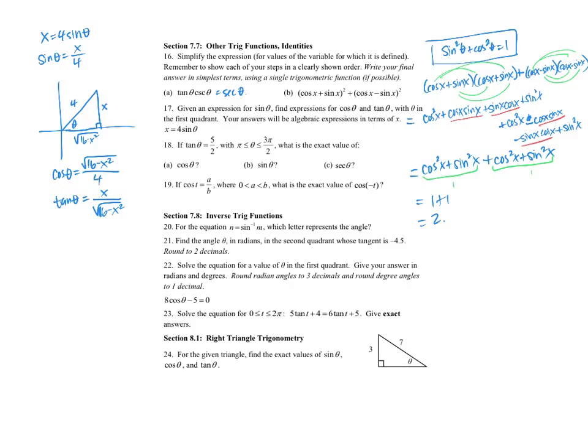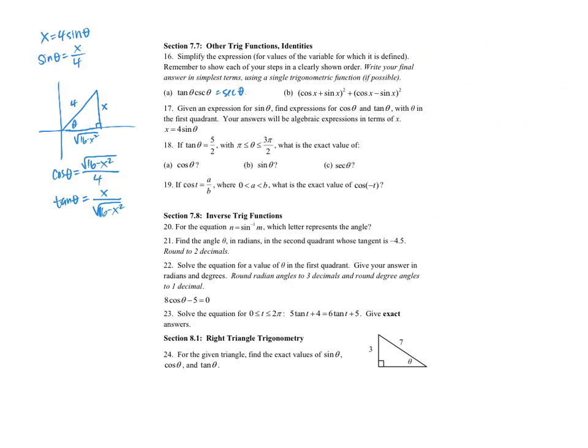On number 18, it gives me a value for tangent theta and tells me what quadrant we're in. So I know that we are in quadrant 3. So this is pi, and this is 3 pi over 2, and so we're down here. So here's our angle theta. And I know that the tangent is 5 over 2, so I can label this as negative 5 and this as negative 2. I know they're both negative because I'm in the third quadrant, going in a negative direction in the x and a negative direction in the y.